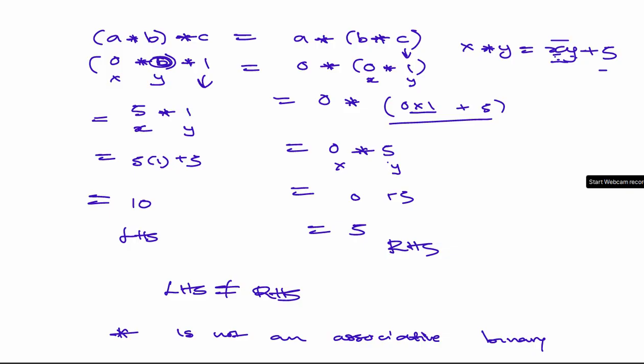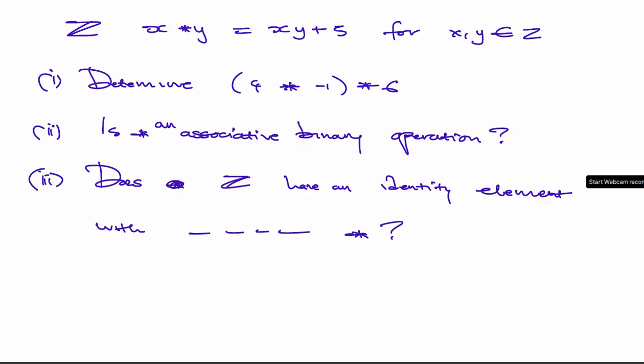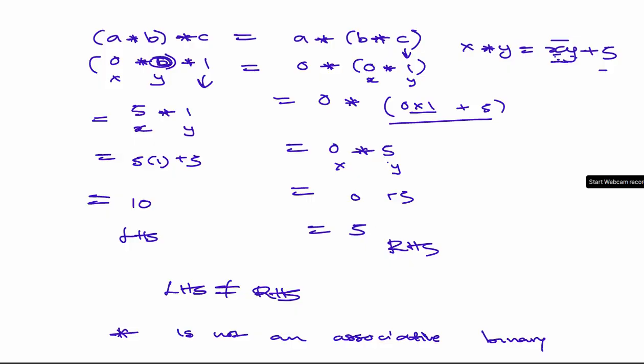Okay, so the other question is, does Z have an identity element with respect to star? Okay, so an identity element is given by this formula: A star E should give us A. E is an identity, so it shouldn't have an effect on A, so we are going to have A. As usual, the expression is x star y equal to xy plus 5.